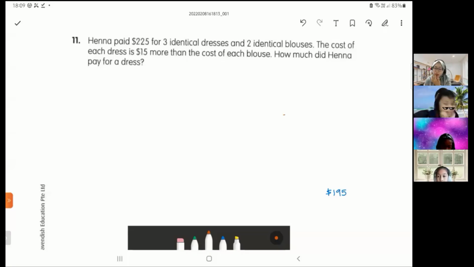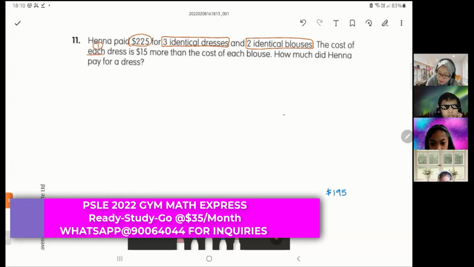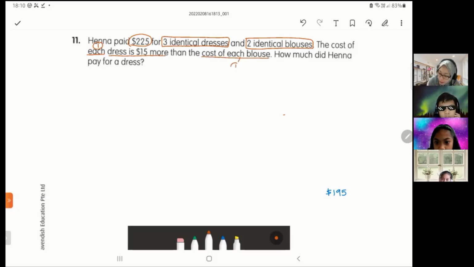All right, I mentioned just now that for this question, we are going to use the comparison model. But the difference in this question is that we are going to use the stack model for the comparison. Okay, how do I go about doing it for number 11? Hannah paid $225 for 3 identical dresses, which means these 3 dresses are the same, and 2 identical blouses. The cost of each dress is $15 more than the cost of each blouse. How much did Hannah pay for a dress?